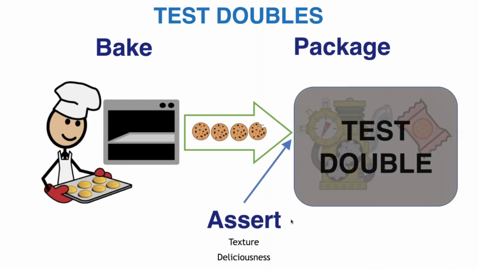And the trick is to use a test double or a mock, conventionally known. I cannot take the cookies out of the oven, and I don't want to open the packages. So I look at the texture and the deliciousness of the cookies as the input of the package. And that's usually when, in lots of mocking frameworks, you verify that the method was called with certain parameters. Okay, so that's the way we do it.